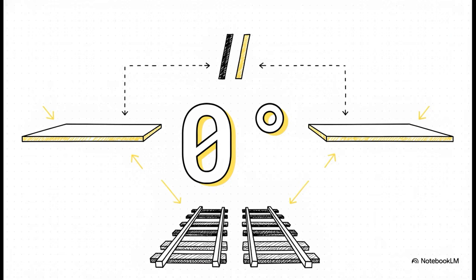You definitely want to lock this concept in. Parallelism is exclusively the champion of the 0-degree orientation. If you want 2 surfaces to act like perfectly level train tracks that literally never converge and never diverge, use parallelism to lock them in at 0 degrees.